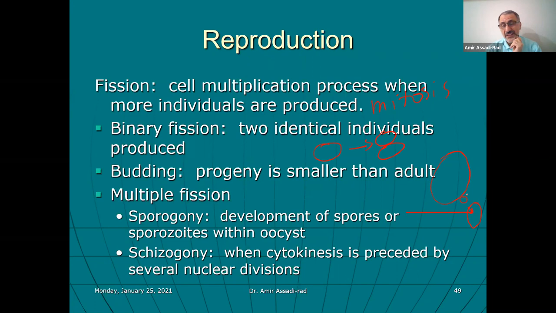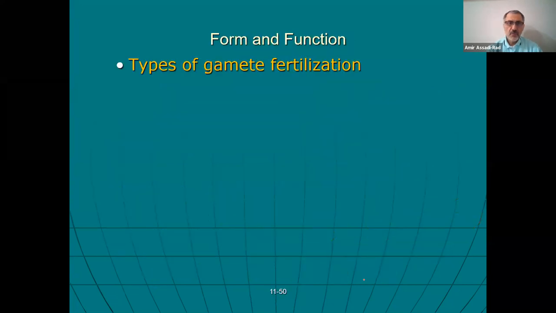Schizogeny is when cytokinesis occurs preceded by several nuclear divisions. You remember in Bio 1, we talked about when one cell divides, the nucleus divides, mitosis, and then the cytoplasm divides. When the cytoplasm divides, it's called cytokinesis. Now we have a different type of multiplication here. The nucleus divides first, many times, and then cytokinesis occurs, like that. I hope I'm making some sense. That is called schizogeny, okay? We'll come back to it.